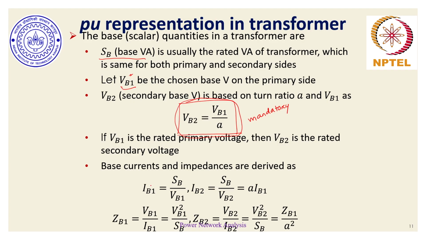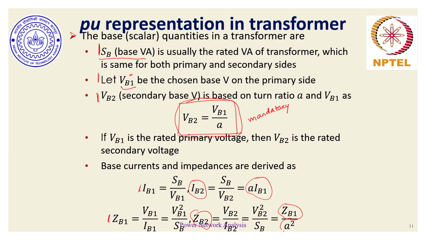Having defined the corresponding base powers and base voltages on primary and secondary side, we can also use the definitions for base currents and base impedances and define the corresponding bases for primary side and secondary side. The uniqueness here is that the secondary side base current is A times the primary side base current, whereas the secondary side base impedance is 1 by A square times the primary side base impedance.